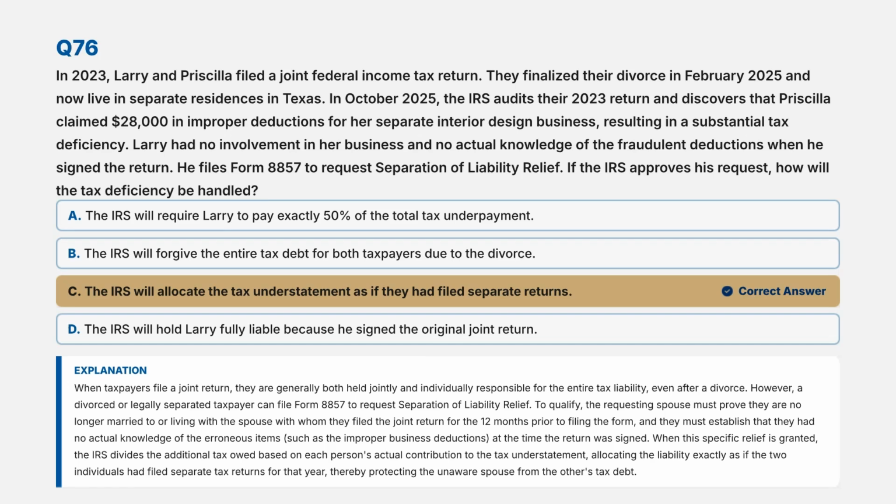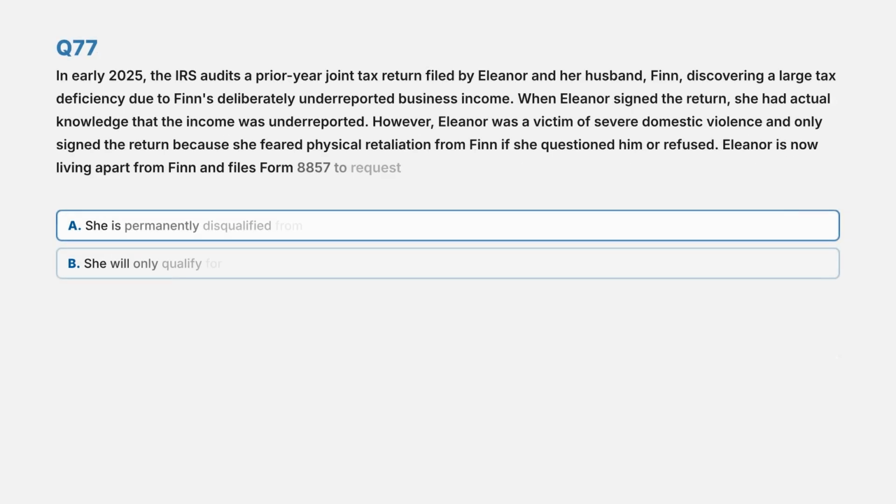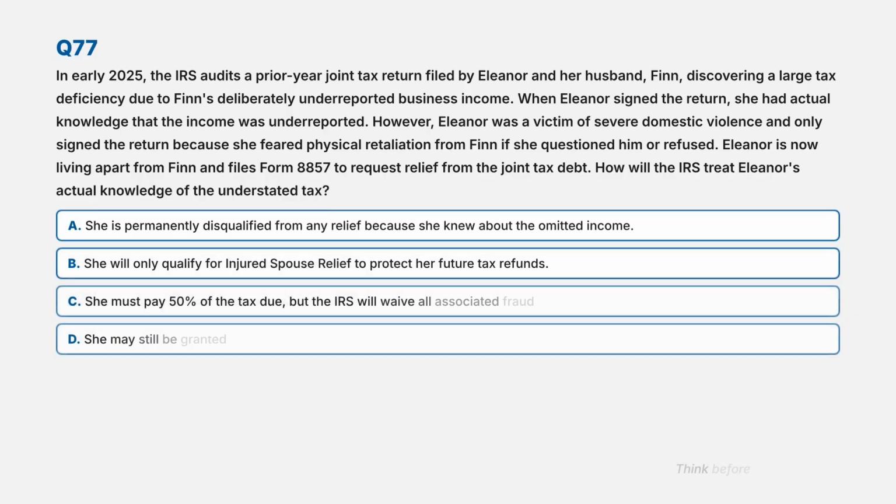Great. Let's move forward to question 77. Question 77. Here's the scenario. In early 2025, the IRS audits a prior year joint tax return filed by Eleanor and her husband, Finn, discovering a large tax deficiency due to Finn's deliberately underreported business income.